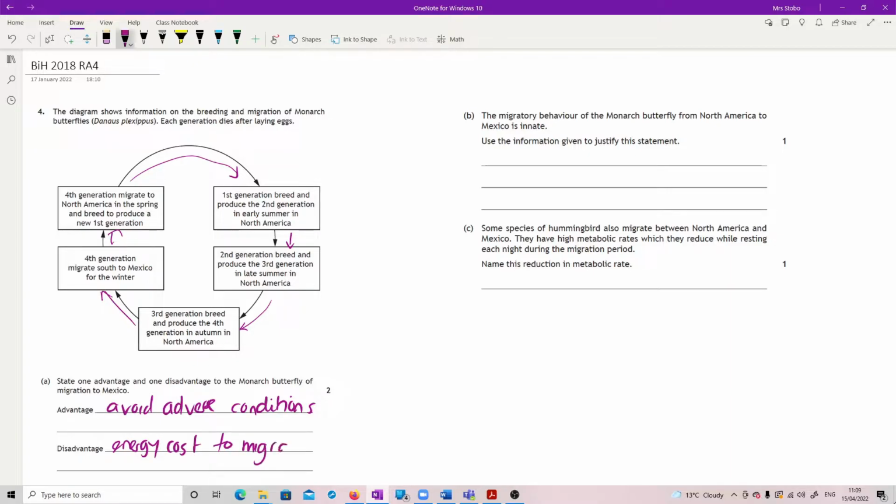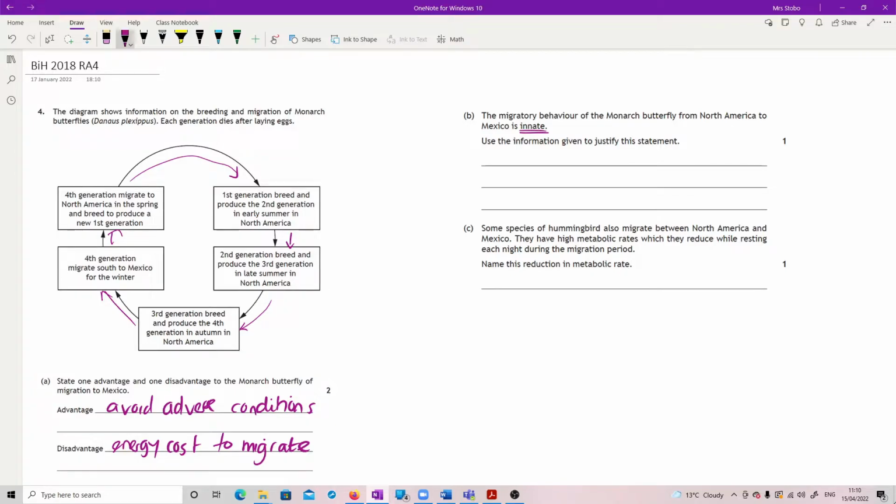Okay, it is not a cheap thing to do in terms of energy, and everything ultimately can be looked at in terms of energy. Okay, there's your two answers, and they will be the same two answers anytime you're asked about advantage, disadvantage to migration. Okay, migratory behaviour of the monarch butterfly from North America to Mexico is innate. Use information to justify this statement.